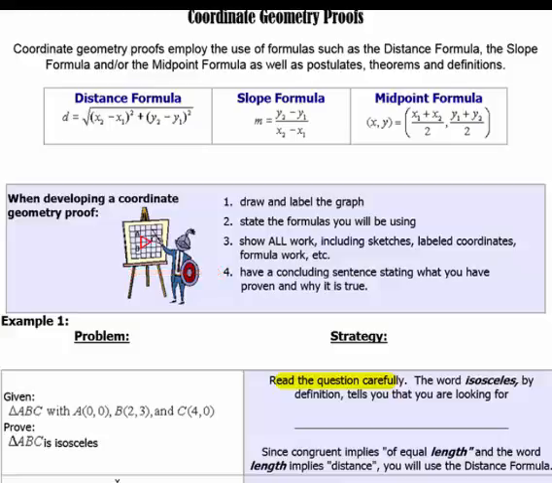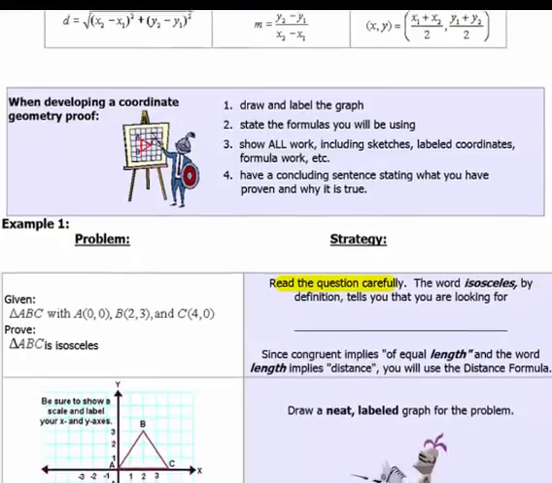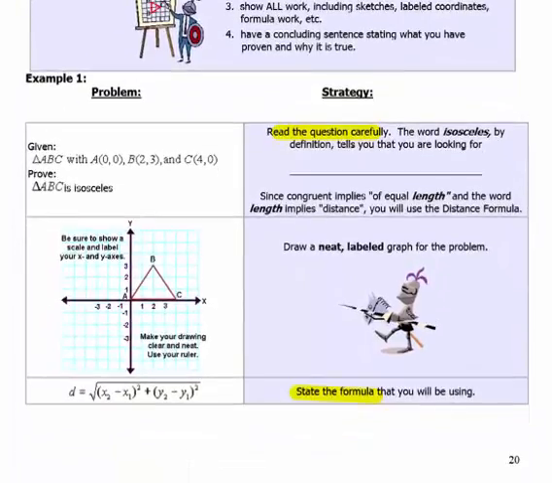So in terms of the actual proof itself, it's not going to look like our typical two-column proof. It's going to be more mathematical. Let's look at example 1. We are asked to prove that a triangle is isosceles. So the easiest way to prove that a triangle is isosceles is its definition. That's going to mean you have to prove that at least two sides of the triangle are congruent. So congruent implies equal, equal implies length, and length implies distance. So in this case, we're going to be using the distance formula.